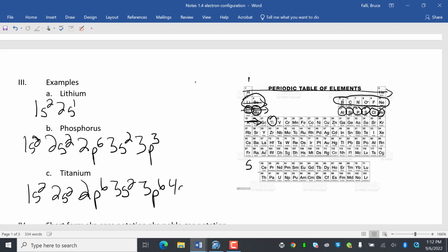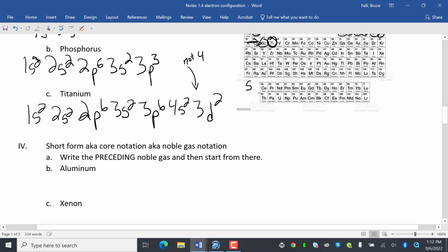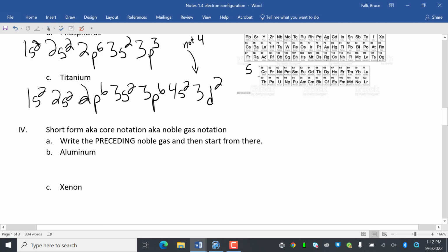Fourth row, S block, 2. And I'm still in the 4th row, but remember, it's 3D, not 4D. Remember the D is bumped off by 1, right? 3D, and I'm 1, 2, 2. There's titanium. Okay, short form, aka core notation.